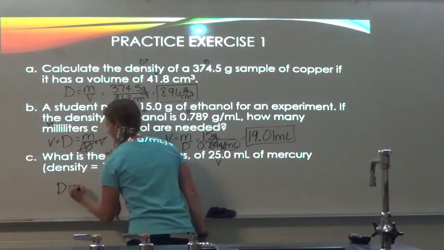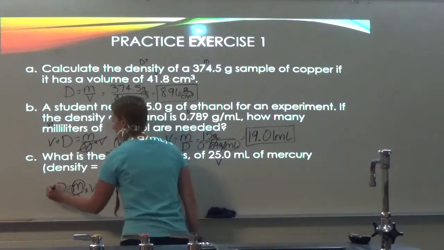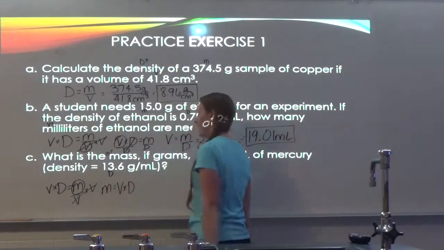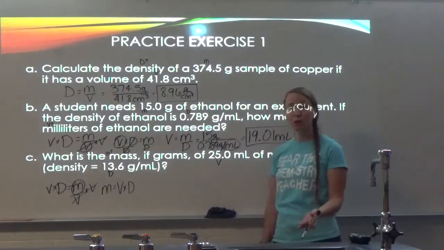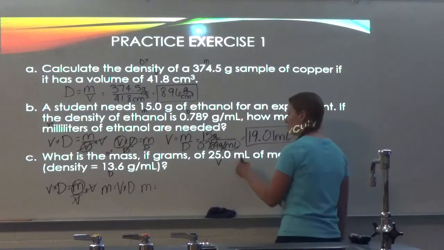Super easy. Remember, whenever you get lucky enough to get a question with a formula to plug into, that is the best. All right, so mass is volume times density. So then I just plug in. So my volume is 25 milliliters.